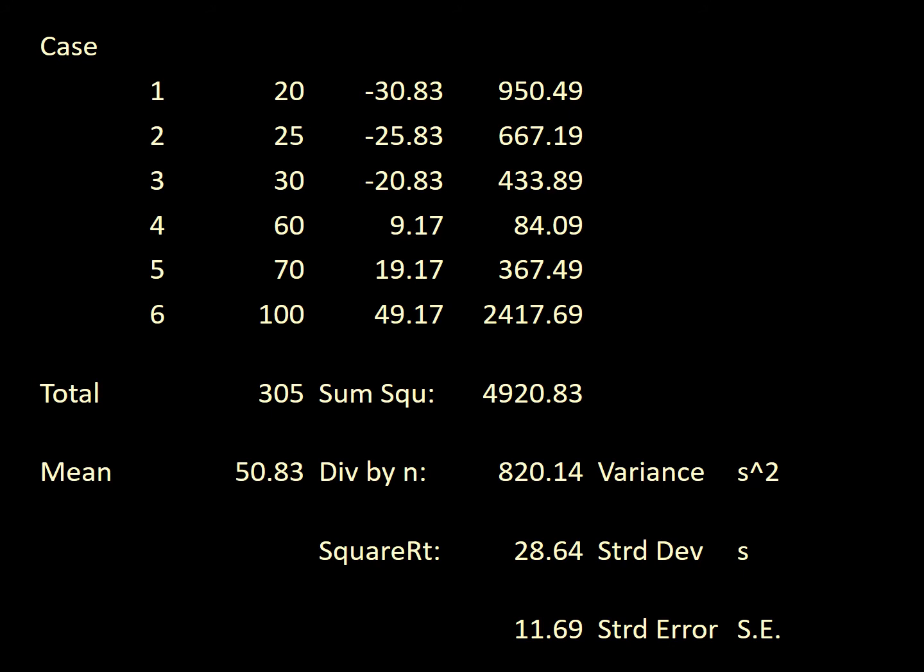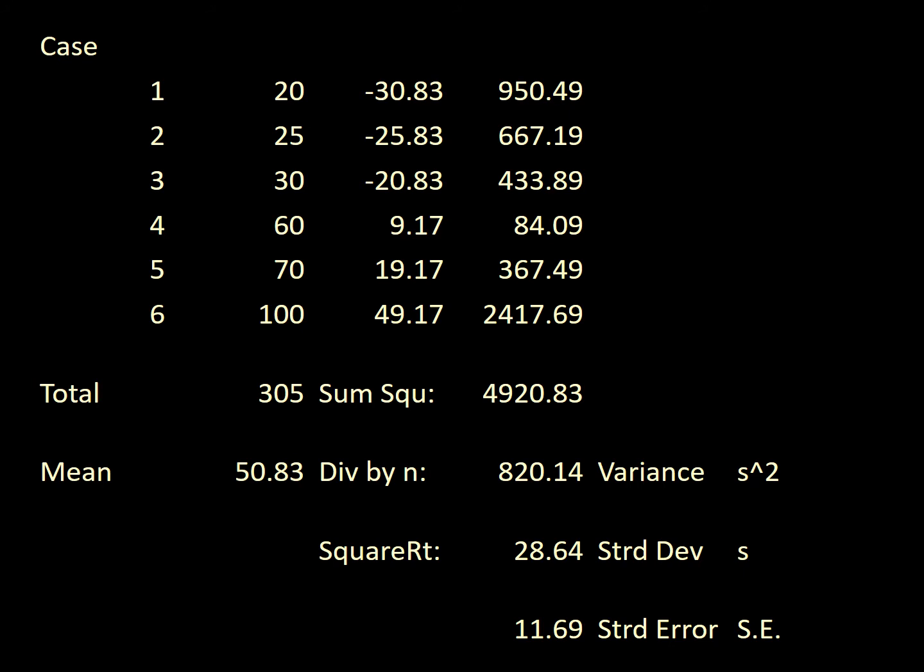The third step is then to square these values we calculated in the second column. The squaring of minus 30.83 is equal to 950.49 in case 1. For case 2, the squaring of minus 25.83 is equal to 667.19, and so on. We then, in step 4, total these values. So these 6 squared values total 4,920. That's the sum of squares.